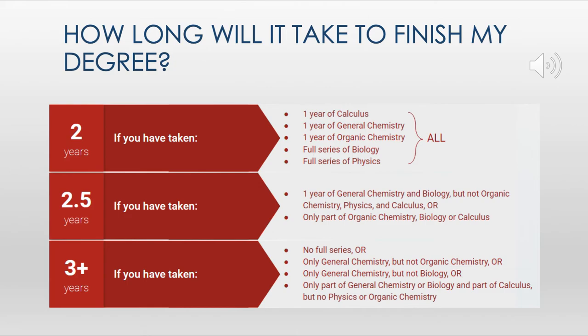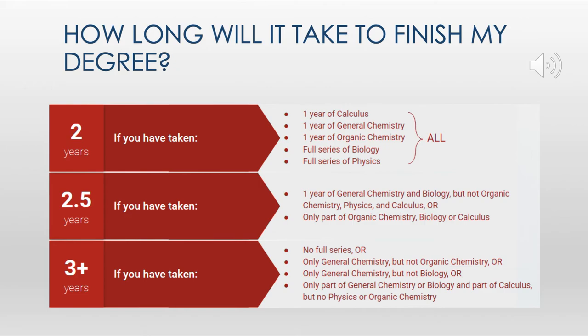You have about 2.5 years left, so 2 years and 2 quarters or 2 years and a quarter at the very minimum, if you've completed a year of general chem and bio, but maybe not organic chemistry, physics, or calculus, or maybe you only completed part of organic chemistry or bio, or maybe you have a couple calculus quarters left to take. So if you've done most of it, but maybe you're missing a couple things here or there, you're probably going to add about 2 quarters.